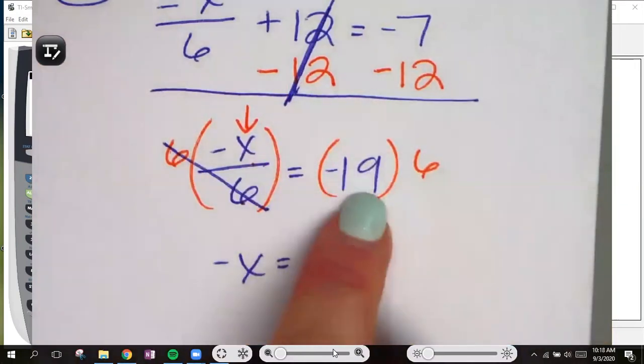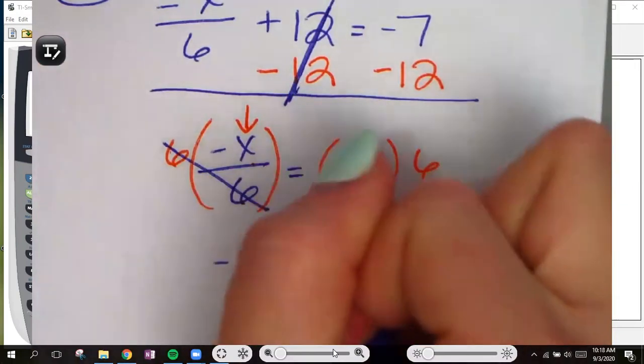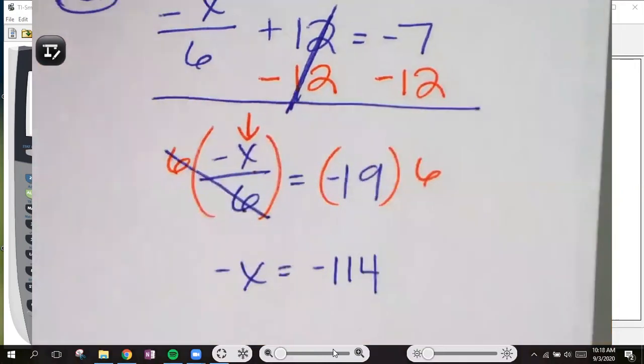What's negative 19 times 6? Negative 114.